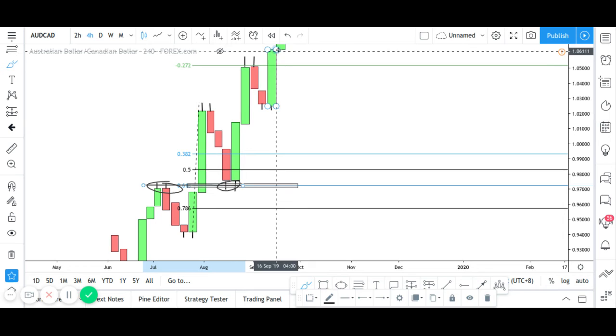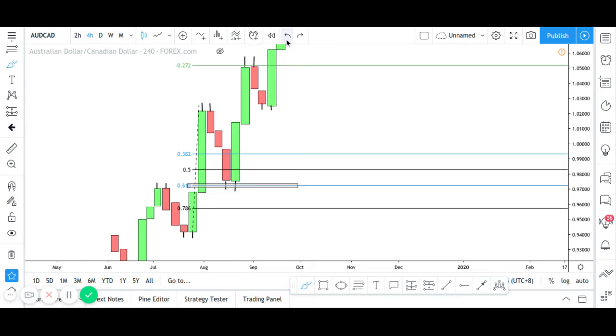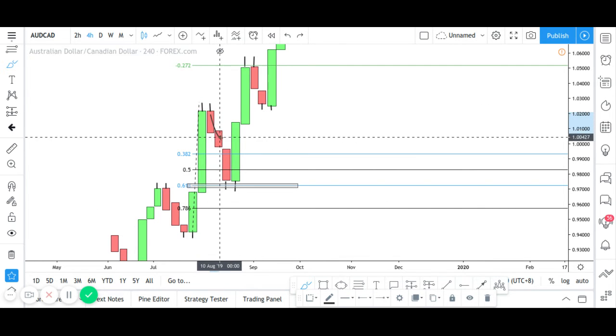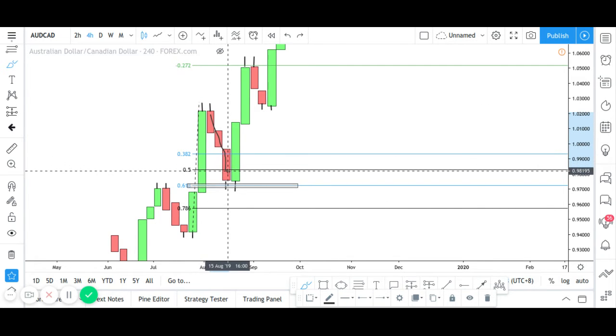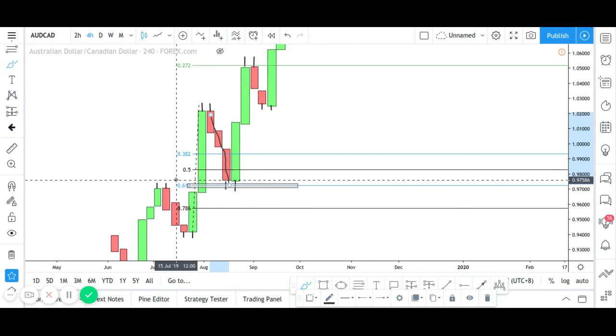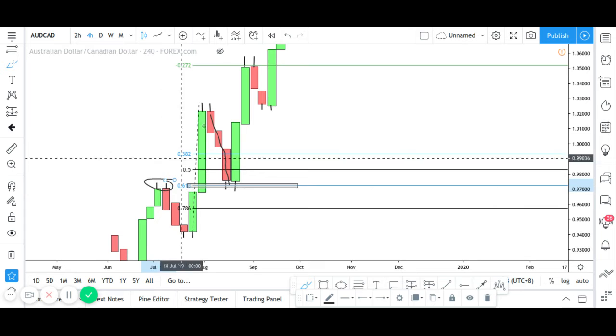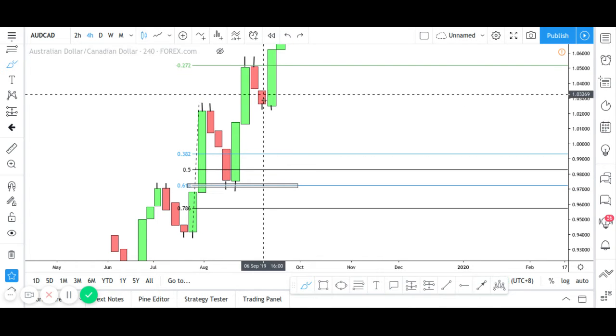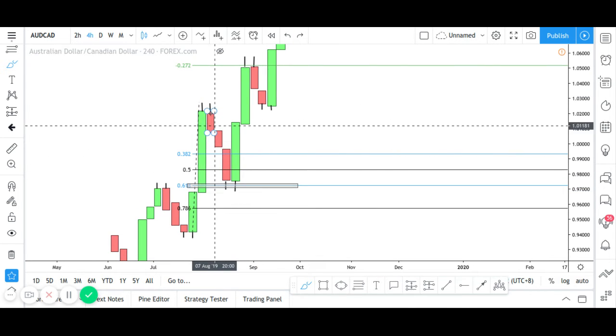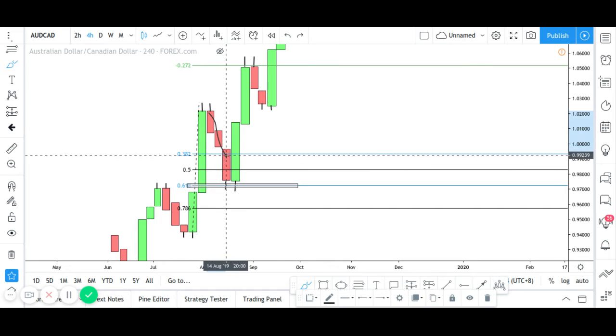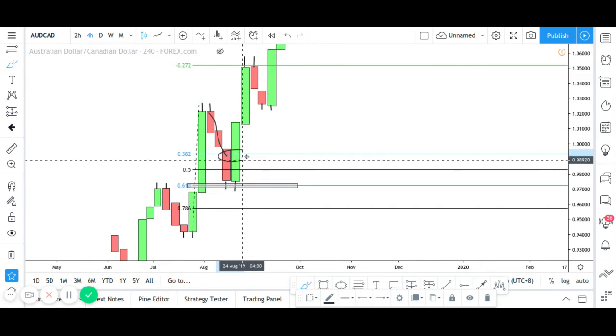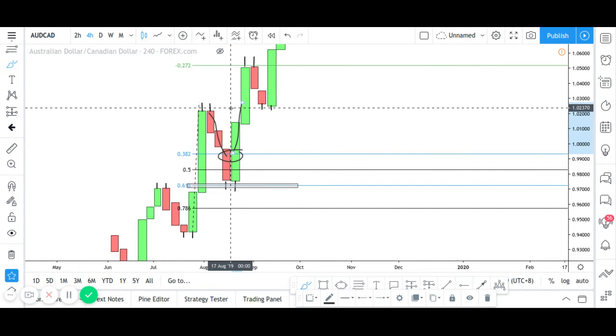So we always need to put our Fibonacci on and wait for the market to show us where it wants to go. Sometimes the market will respect this previous support or previous resistance area. Sometimes it will not. Sometimes the market will move down, it might respect a different support and resistance area and then go to the upside.